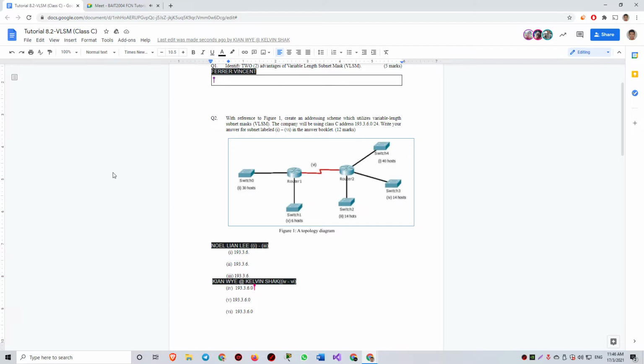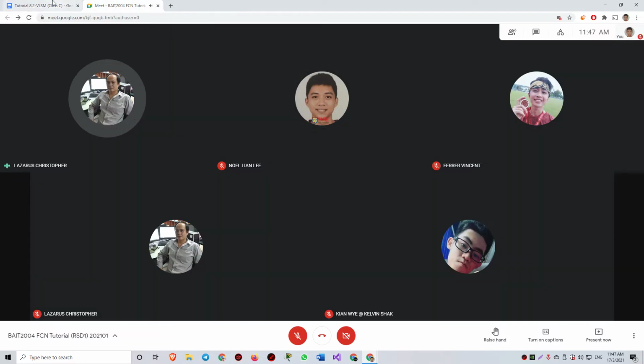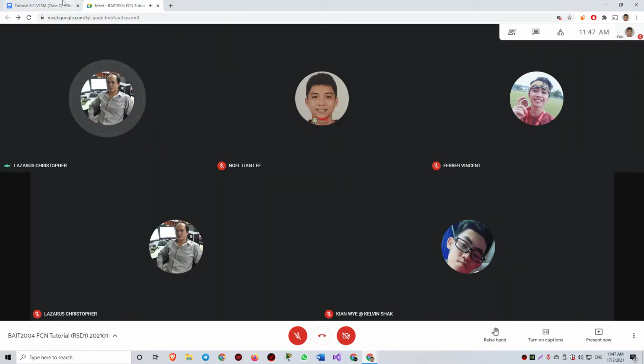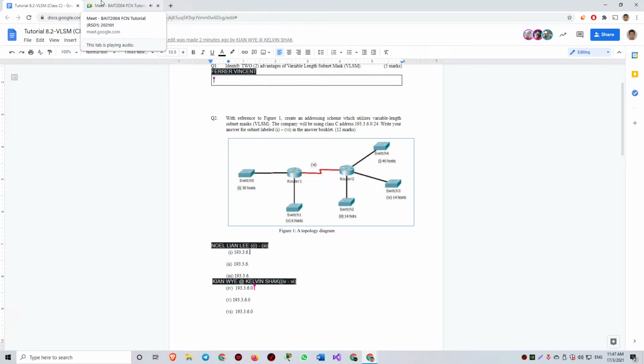Question two is VLSM. Noel and Kelvin, you work together to discuss how to do question two. First of all, look at the topology: how many subnets do you need to create? Let me just share my screen first.